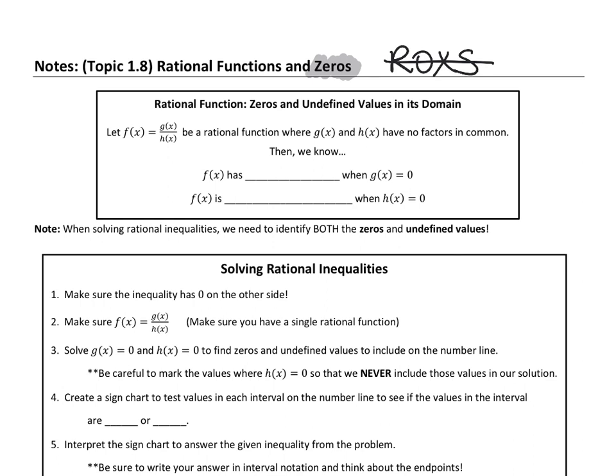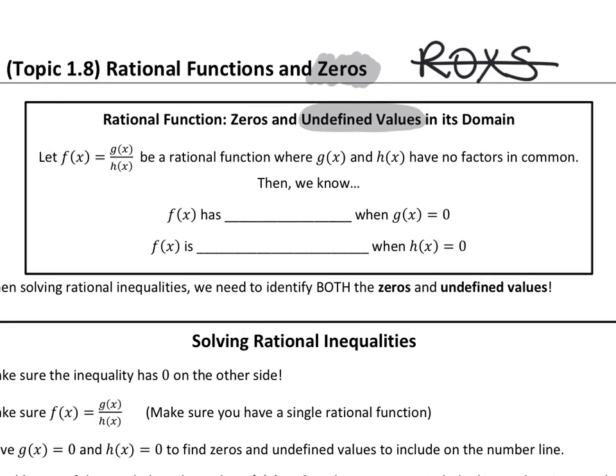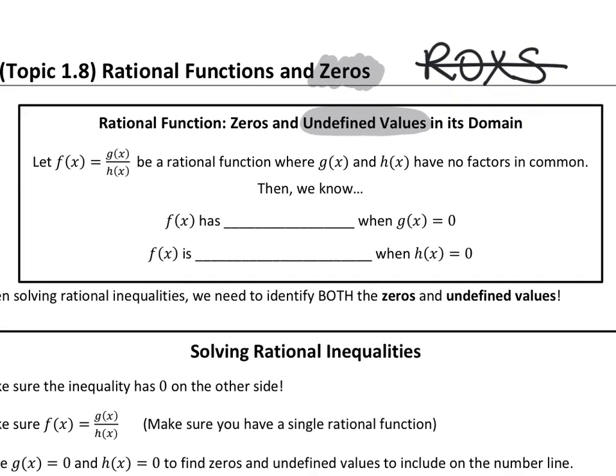Now, rational functions have very interesting things that happen in their domain. They have both zeros, or x-intercepts, and what are going to be called undefined values. We're going to really talk about what those undefined values are next class, but today we're just going to call them undefined values in the domain. So a rational function is a fraction, with a polynomial on top and a polynomial on bottom. We're specifically going to be looking at polynomials today that have no factors in common, which will make more sense next time why that matters. If that's the case, then we know the following.